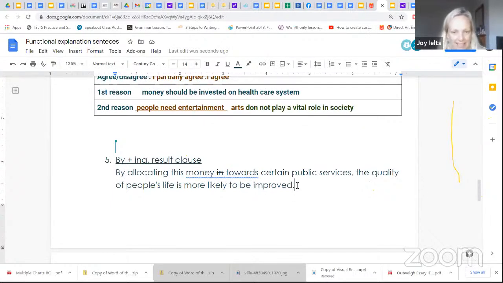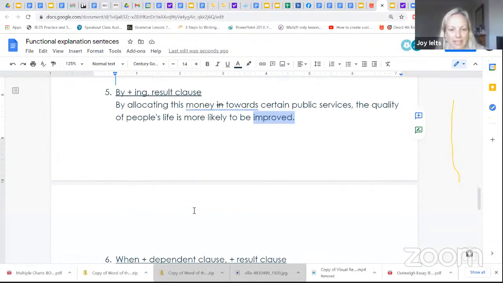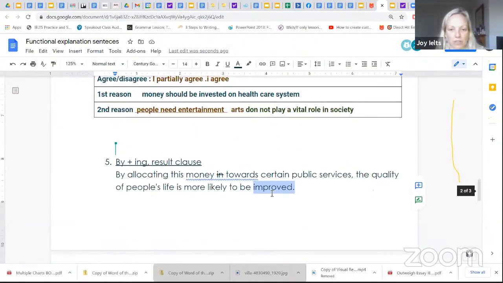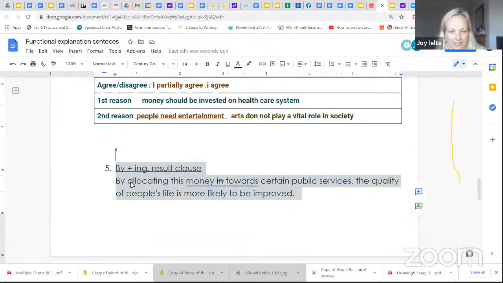But your grammar there is perfect. But the actual, I would want you to say, how is it more likely to be improved? Okay, so then just going down, and then we've got this when sentence.